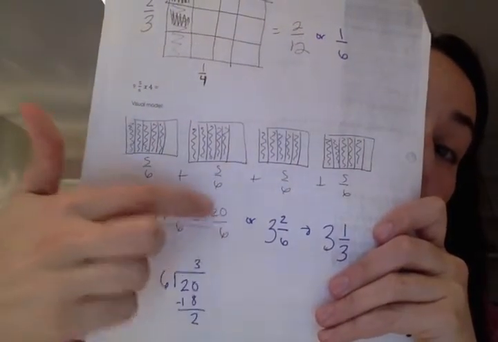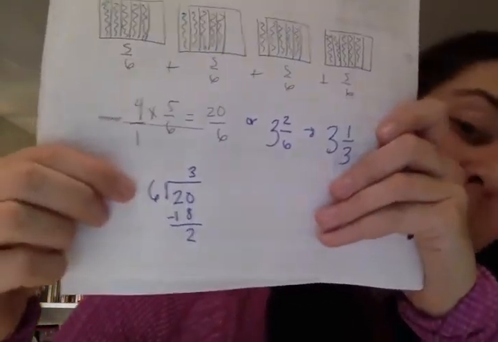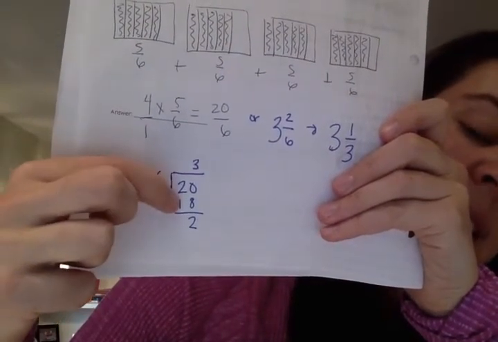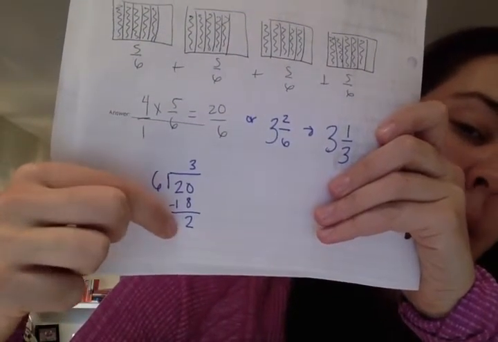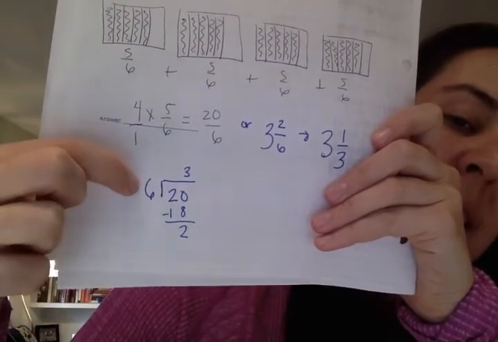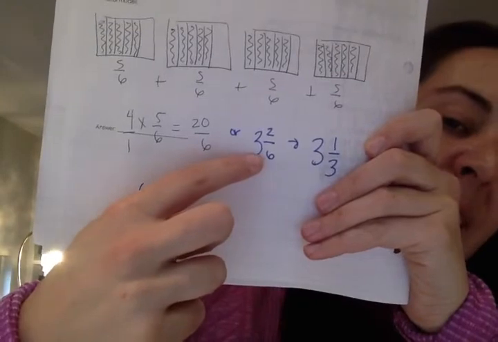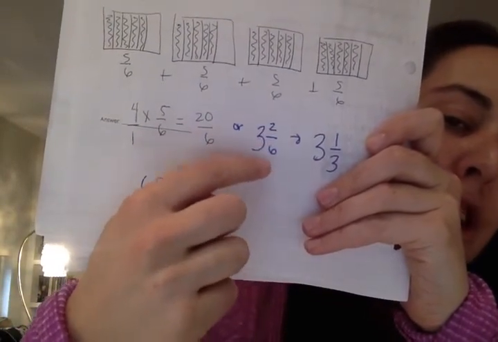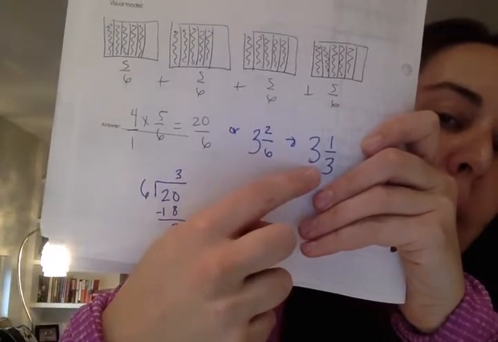That is an improper fraction, so I want to simplify it. 6 goes into 20 3 times. 3 times 6 is 18. 20 minus 18 is 2. My mixed number is 3 wholes and 2 sixths up here. And that can simplify even further by dividing the top and the bottom by 2 to 3 and 1/3.